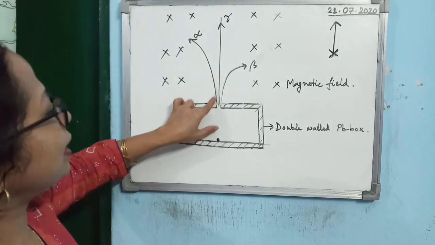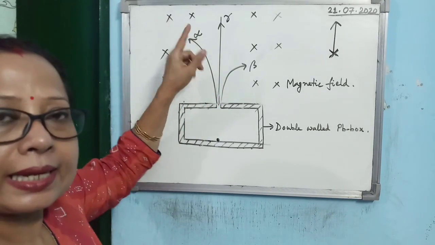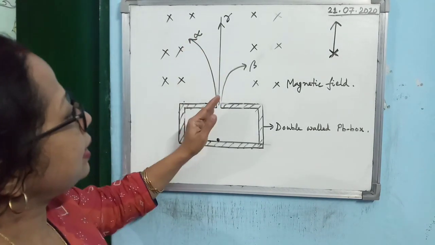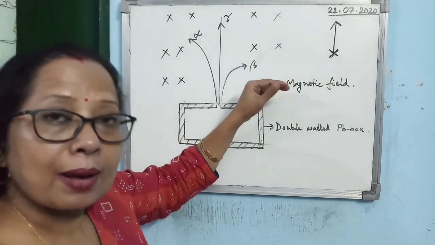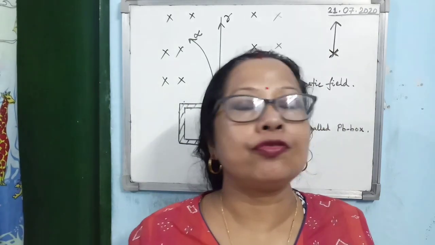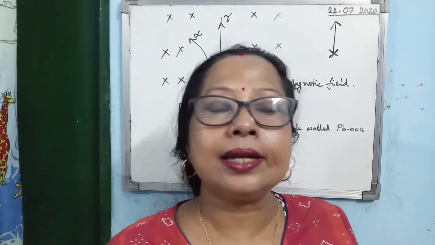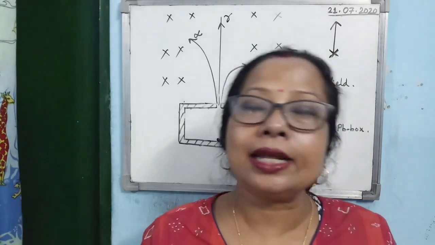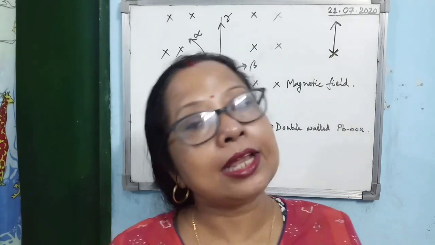The radiation which deflects towards the left by a lesser amount is alpha radiation. And the radiation which deflects towards the right by a greater amount is the beta radiation. So, what we observed is that there are three kinds of radiation, alpha, beta, gamma, coming out from a radioactive substance. Gamma always remains undeviated in an electric or magnetic field, and alpha deviates in electric and magnetic fields.